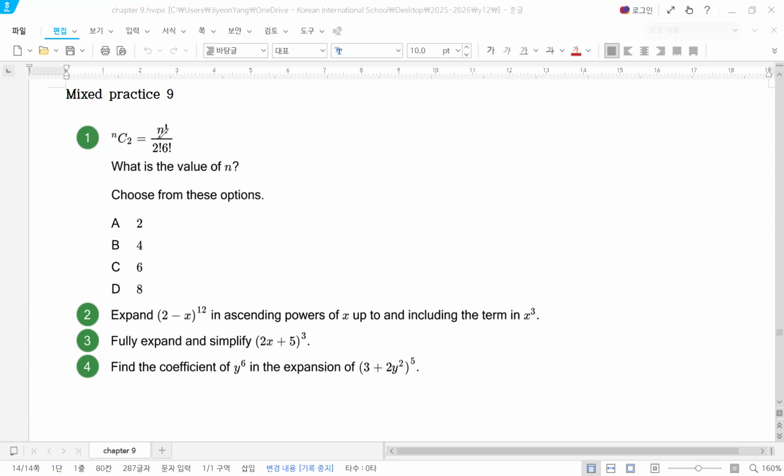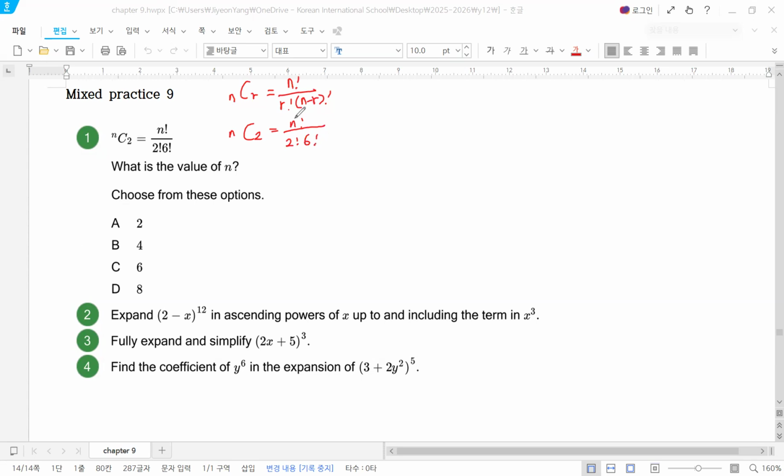N combination 2 is given as n factorial divided by 2 factorial times 6 factorial. In your formula book, n combination r is given as n factorial divided by r factorial times n minus r factorial. Let's compare it. N combination 2 equals n factorial divided by 2 factorial 6 factorial.